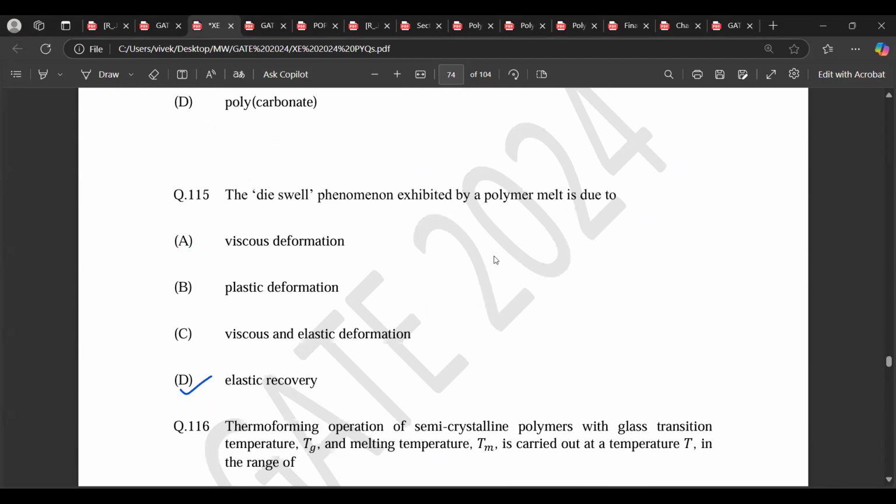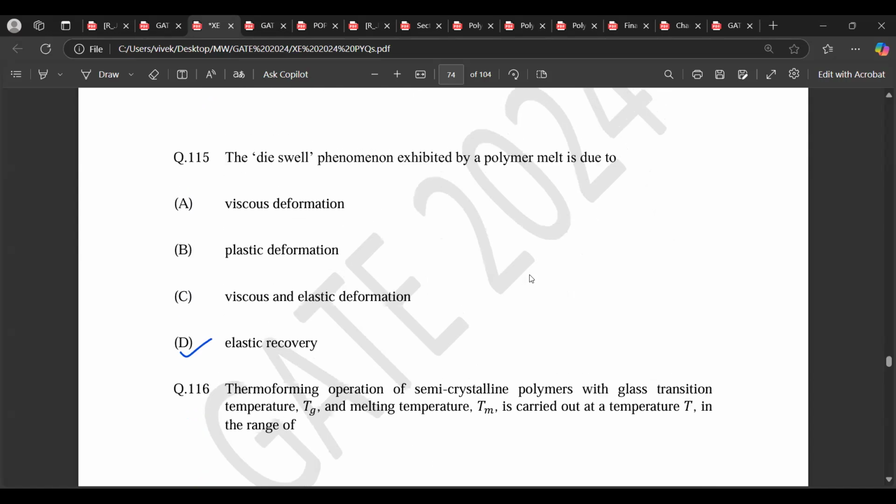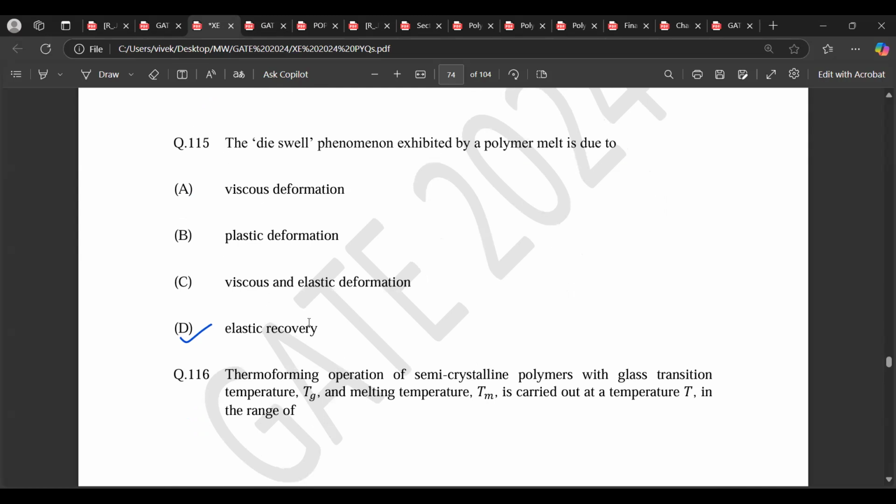If the formula is a very difficult expression, don't worry about the expression. Imagine that the expression is already given in your question. Then it becomes only maths, right? So you don't need to worry about that. Usually nowadays they're asking only math. They are giving all the equation, all the data, and then saying solve the equation. Okay, this question is also elastic recovery, right?